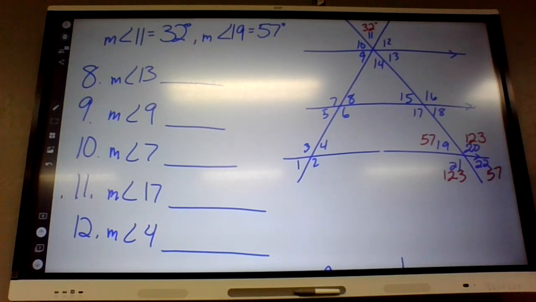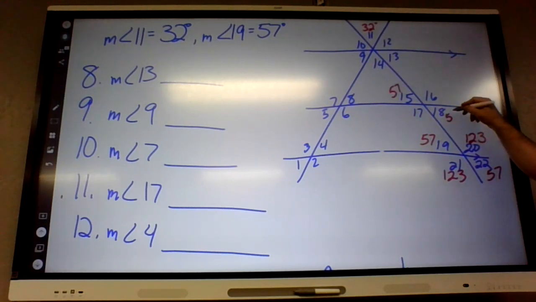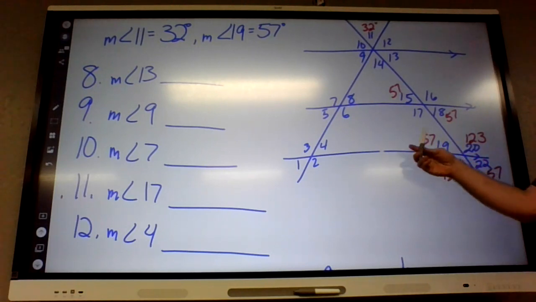And then angle 18 is 57. Right. Yes, 18. And 15. 19 corresponds to 15, right? Mm-hmm. So yeah, those are 57. And then you use vertical, or alternate interior.